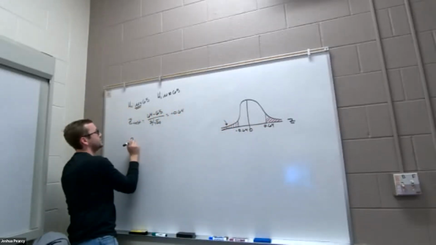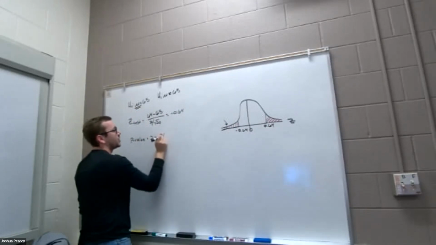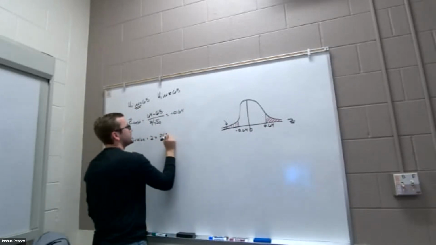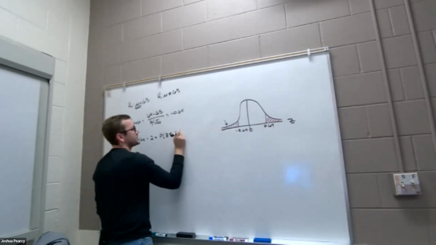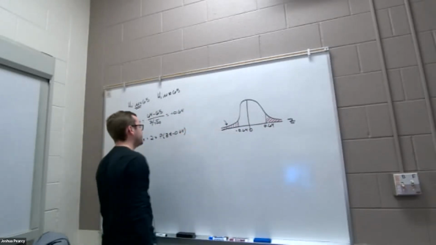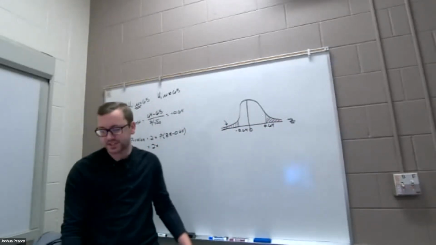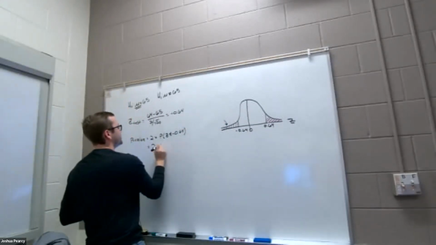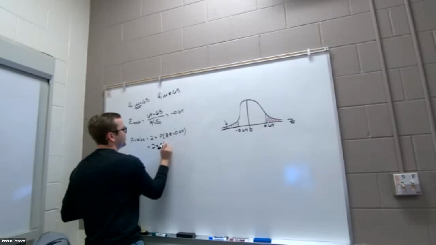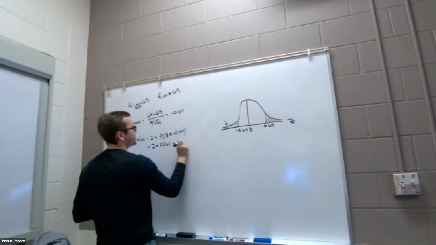Then you find that the p-value is equal to 2 times the probability of getting a z-score less than or equal to minus 0.64, which is equal to 2 times, isn't it like 0.2611? Yeah, 0.2611. 0.5222.